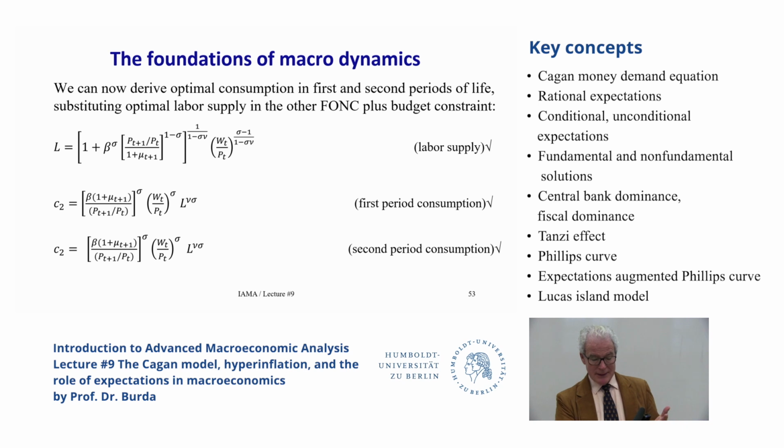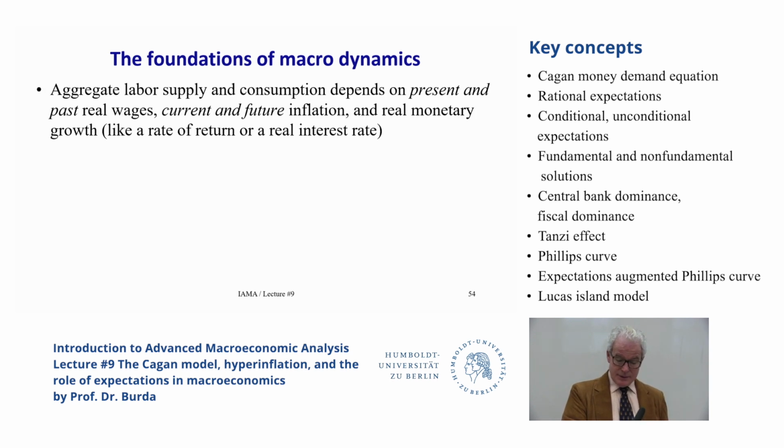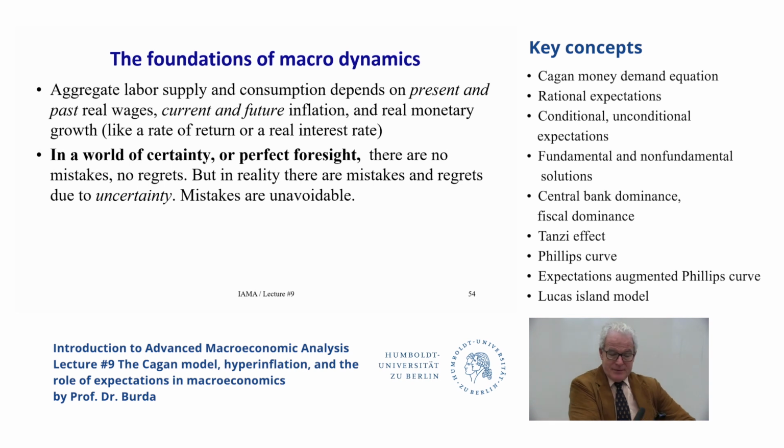Okay, so using that, we can actually derive the other two. We can derive consumption in terms of the real wage and labor supply, and we can derive consumption tomorrow as a function of the real wage and labor supply, and then we're done. So basically we see that current consumption depends on present and past real wages. It depends on current and future inflation and real monetary growth. So all these things jointly determined can determine the path of those variables.